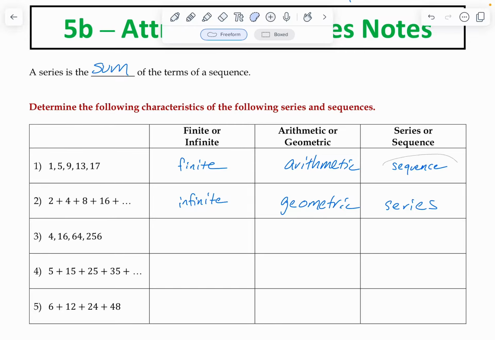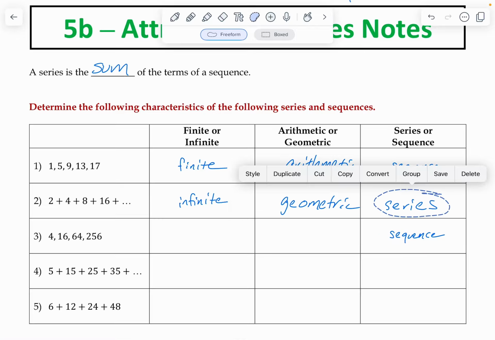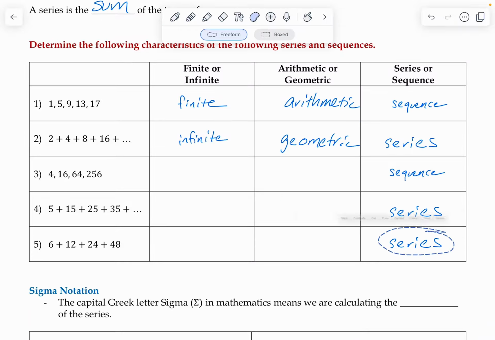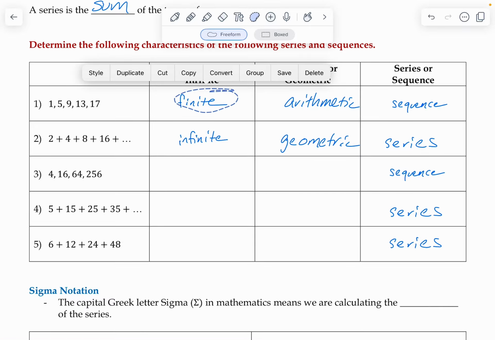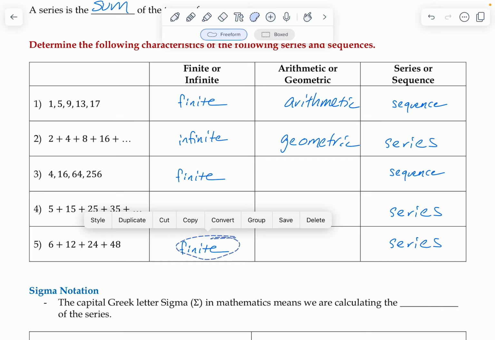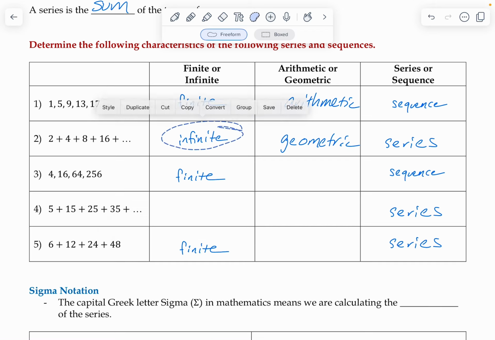The next one, I see another sequence. You know what? I'm going to be lazy. I'm going to see another sequence here, and then I see another series here, and another series here. See, the plus signs tell us it's a series. And then we have this one. Let's see, what do we have? We have a finite, because there are 1, 2, 3, 4 terms there. And we have another finite down here. There are a set number of terms. And then we have an infinite series right there.